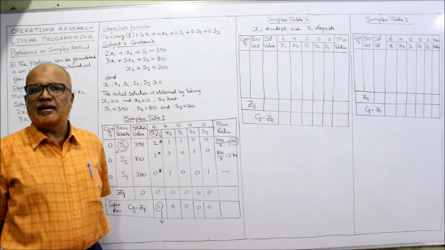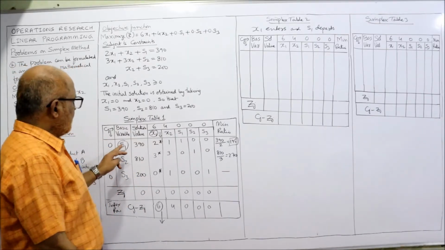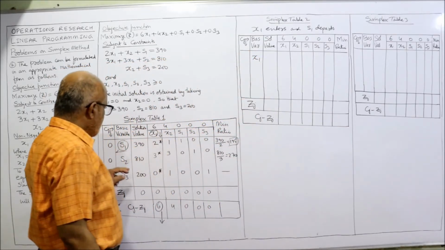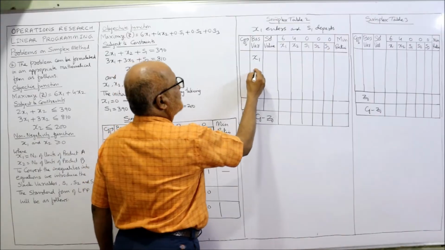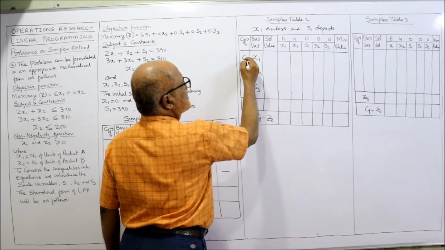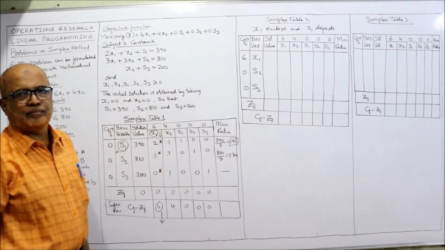Now we are coming to the second table. We have to make improvement in each table. Now again, in place of S1, I am taking X1. The remaining S2 and S3 are the same. This is S2, this is S3. Now the coefficient of X1 is 6 here. S1 0, S2 0, S3 0.